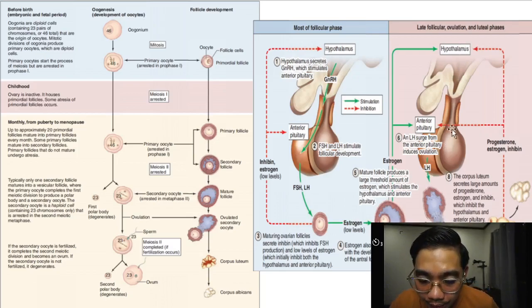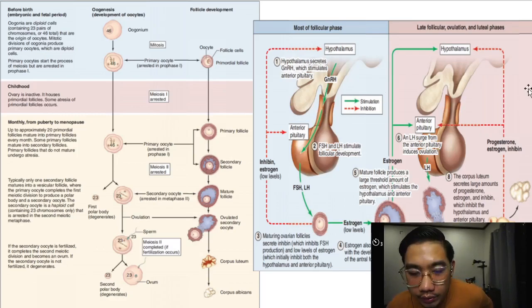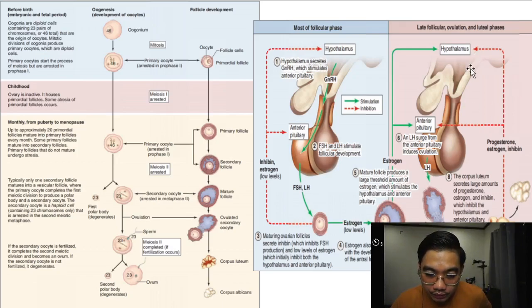So it will talk to your pituitary gland through your GnRH, gonadotropin releasing hormone, no? So it will talk to it. And then it will stop your FSH. Then your pituitary will now release your luteinizing hormone to do ovulation. Your luteinizing hormone is the one that will stimulate ovulation, no? That's what you call an LH surge. If we're going to look at the chart later, the LH surge, no?